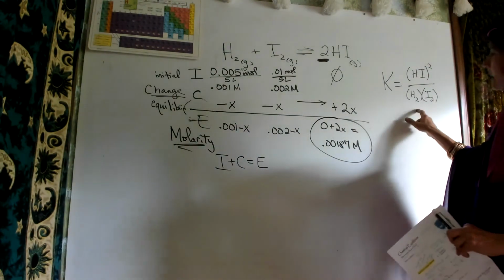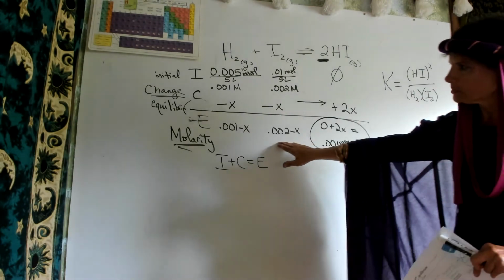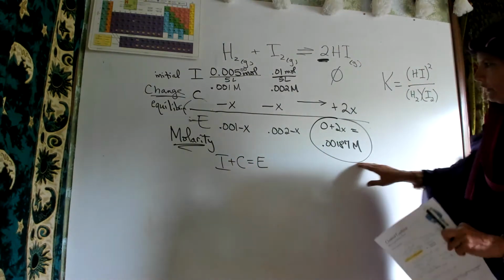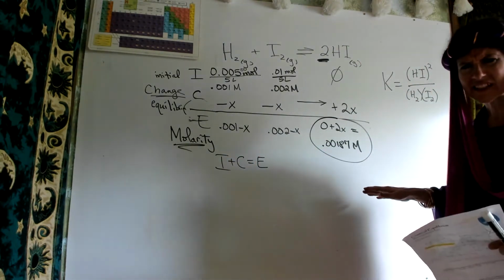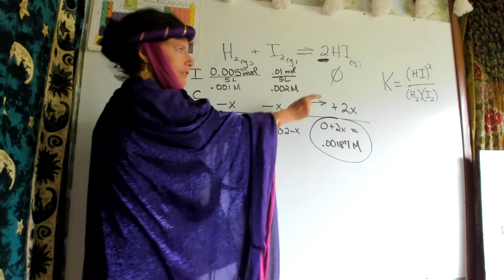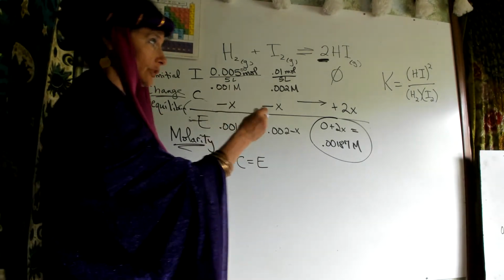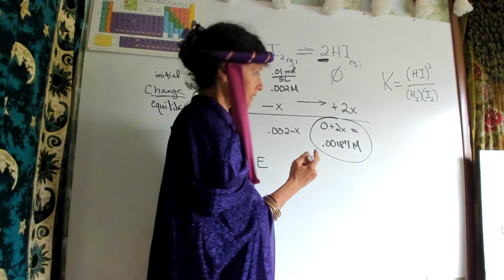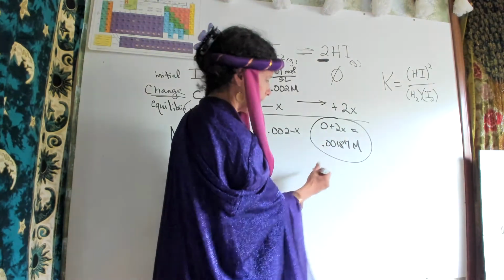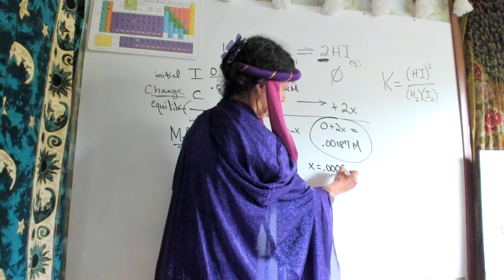All right, we're going to solve for K, but to solve for K, we're going to plug in all this information, but we have x's there. So we have to solve for x first. But we know this, that the 0 plus 2x equals 0.00187. So algebraically, you do your magic, get rid of the 0, divide by 2. So you'll find that x is 0.000935.